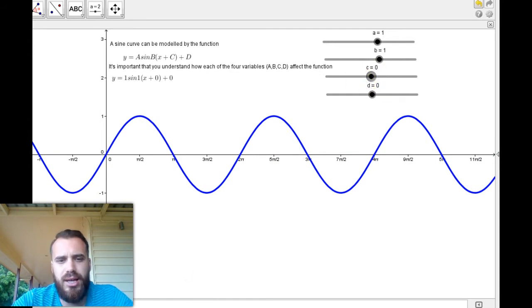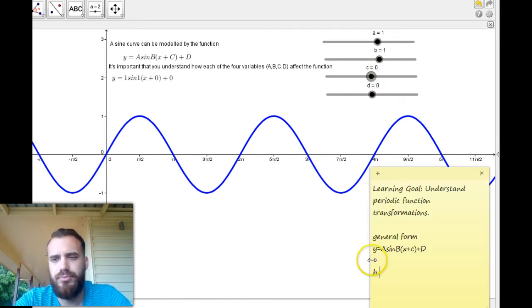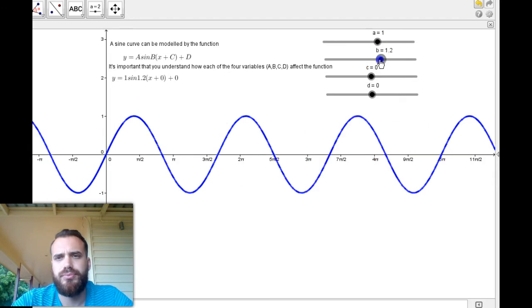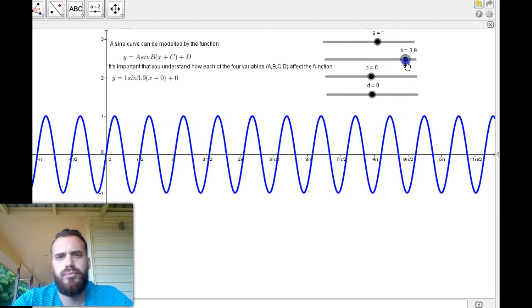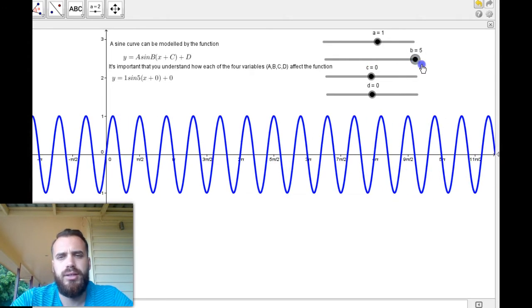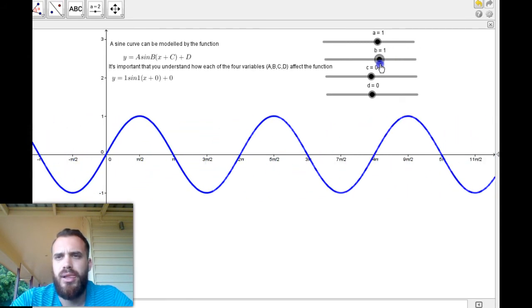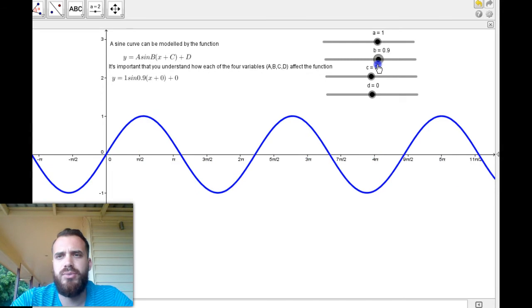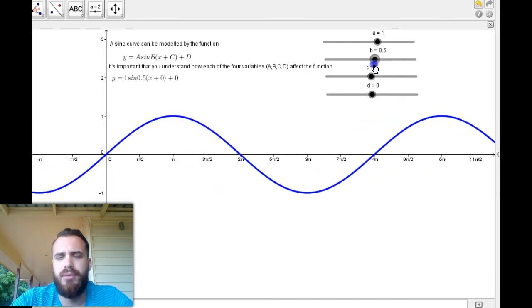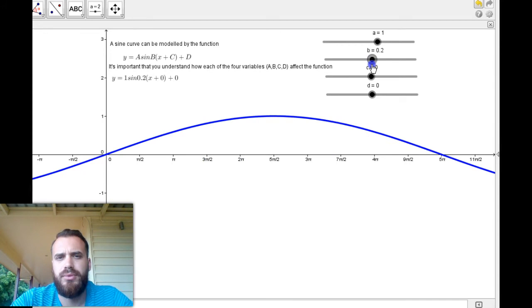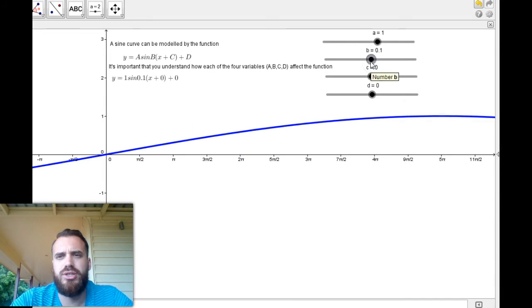Finally, we need to look at our B value. Okay, the B value. Let's take a look at it first. Let's have a little play with it. I'm going to move my B value in the positive direction. Okay, and now I'm going to move it in the negative direction. That's 1. I'm going to move it down to less than 1. Okay, I might just stop at 0.1. Okay, you can see that stretches it out.